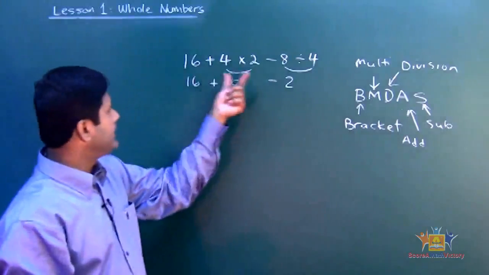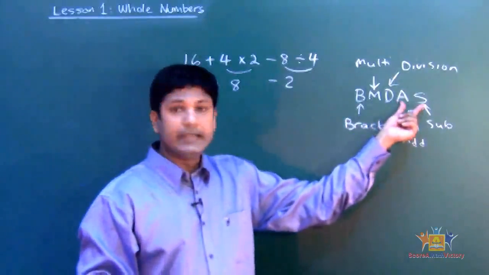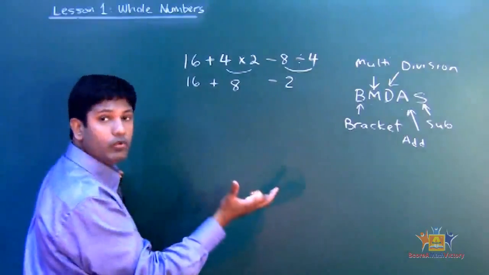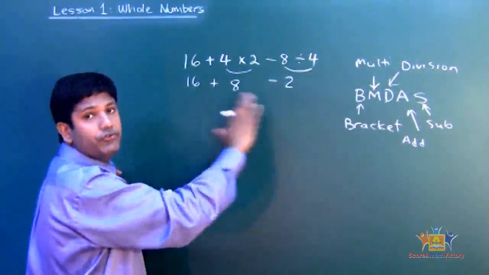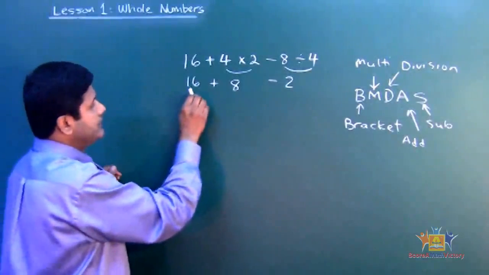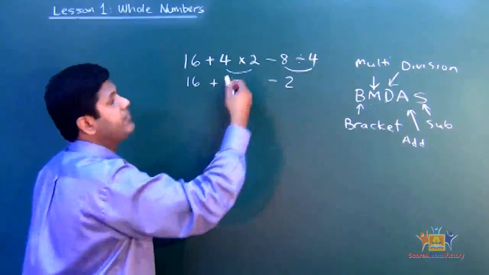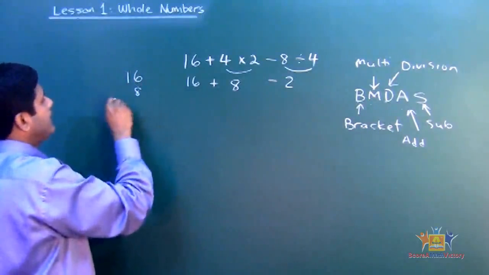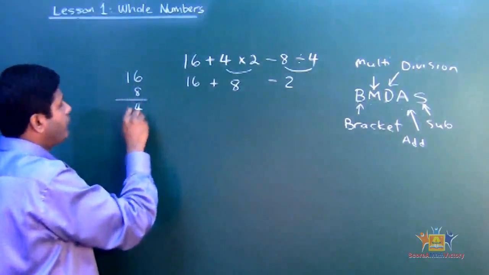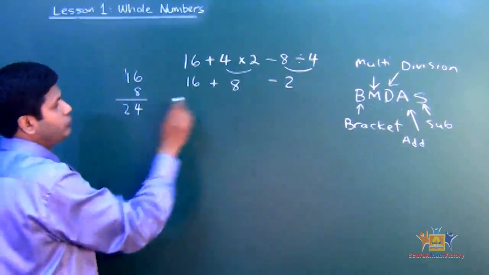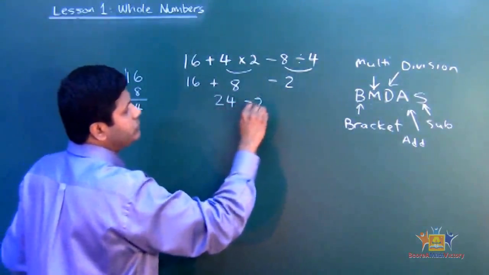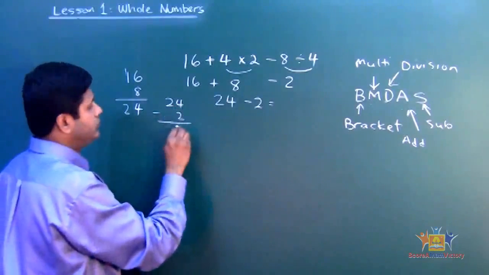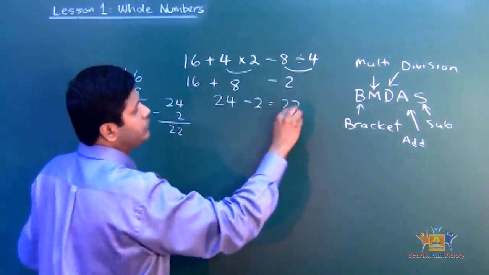Now we go to the next one. Since we already got multiplication and division out of the way, we go to addition and subtraction. When you come to addition and subtraction, who has priority? Doesn't matter. You go from left to right. In this case, from the left, 16 plus 8, you do first, and then you subtract 2. So 16 plus 8: line it up, 16 and 8. 6 plus 8 is 14, so 4, carry 1, 1 plus 1 is 2. So 24. Then 24 minus 2: 4 minus 2 is 2, so bring the 2 down, which is 22.